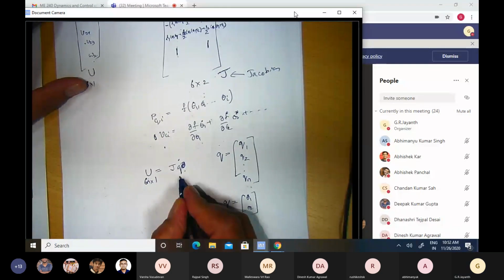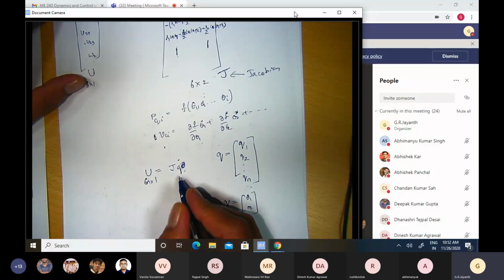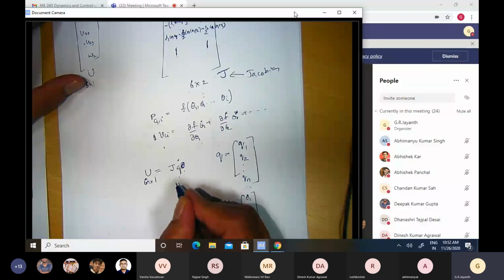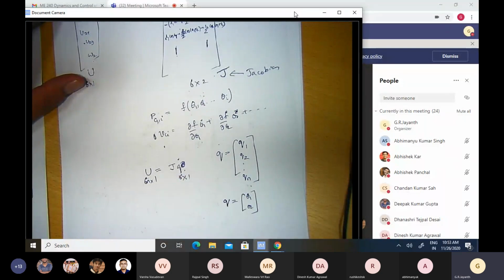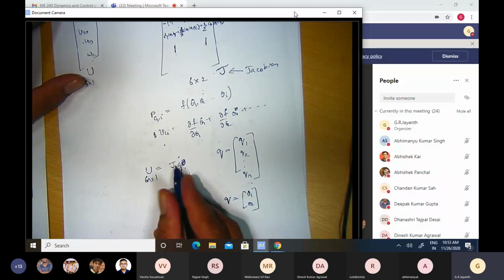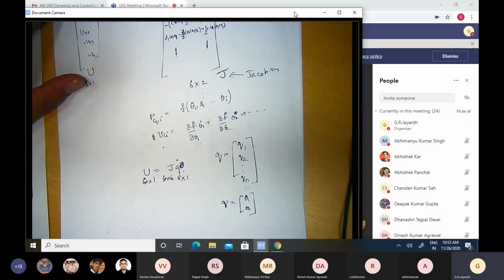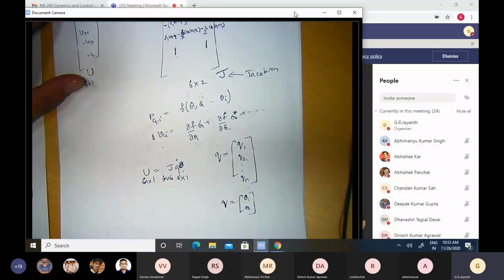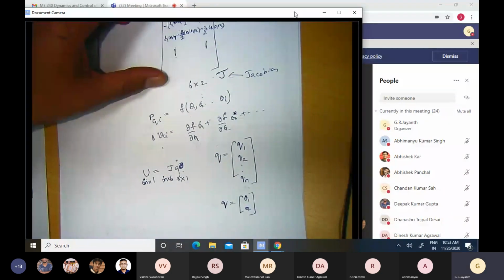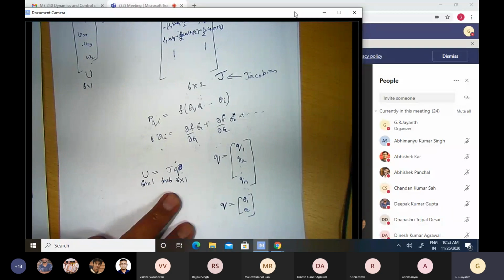And Q, for an n joint mechanism, I will have n degrees of freedom. Okay, so for a serial kinematic mechanism, I'll have n degrees of freedom. So this is an n by 1 vector. Okay, so therefore, this J matrix has to be a 6n by n matrix. Right? So that is what is necessary. So this is in general not a square matrix. It's a rectangular matrix. Okay.